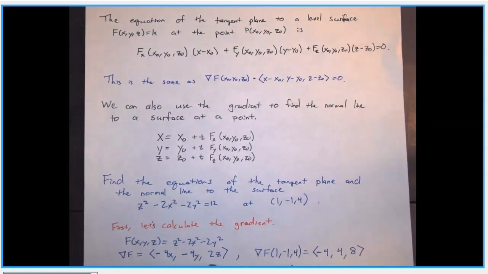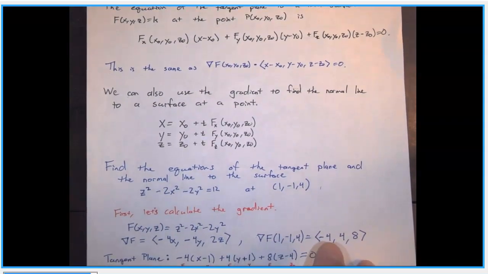Negative 4x, negative 4y, 2z, and then I plug in the point where I want to define this tangent plane and normal line. So I need to evaluate my gradient at this specific point, 1, negative 1, 4, and I get that the gradient at that point is negative 4, 4, 8. And now it's just a matter of plugging the right numbers into the right places, right?